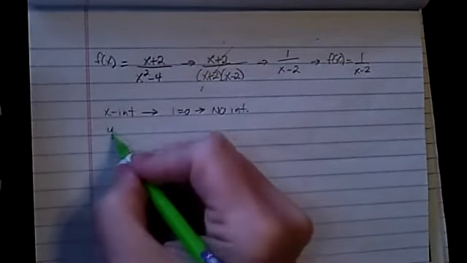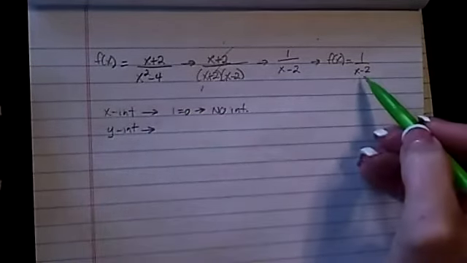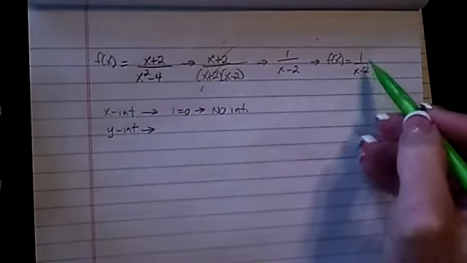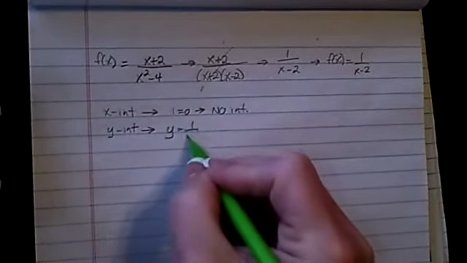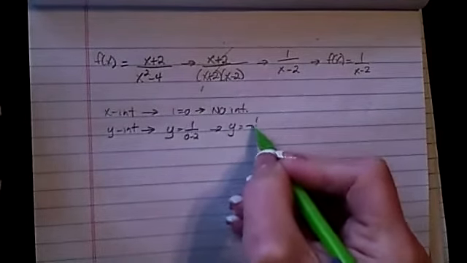Let's look at a y-intercept. I'm going to put a 0 in for x. So y equals 1 over 0 minus 2, which gives us y equals negative 1/2.